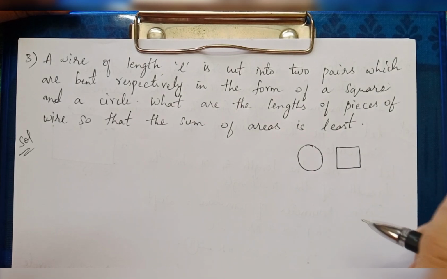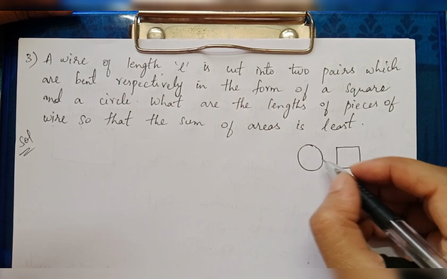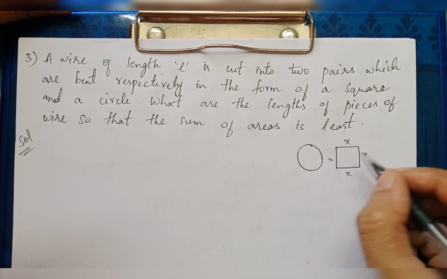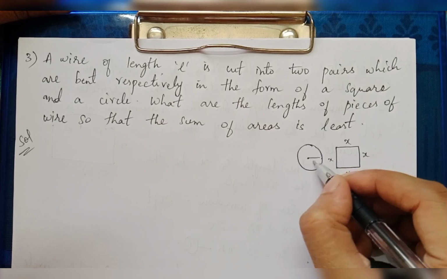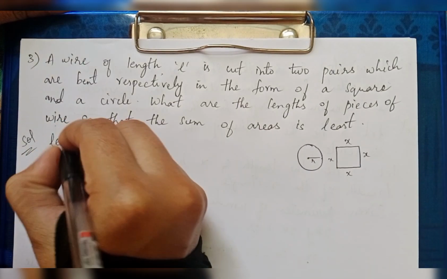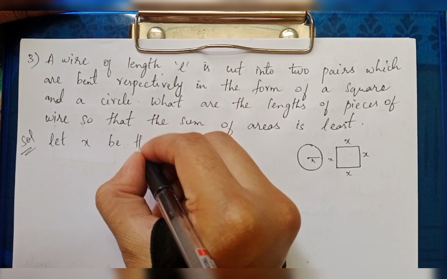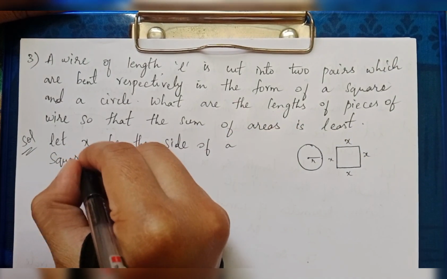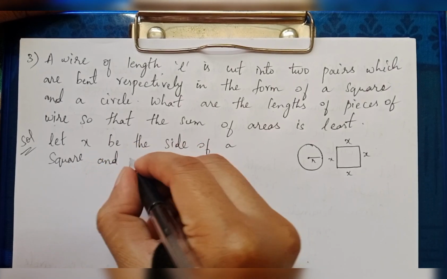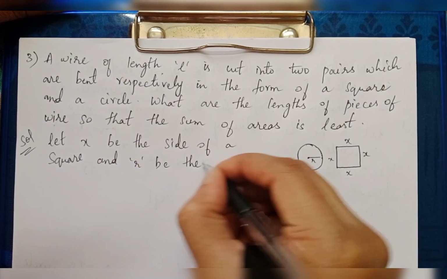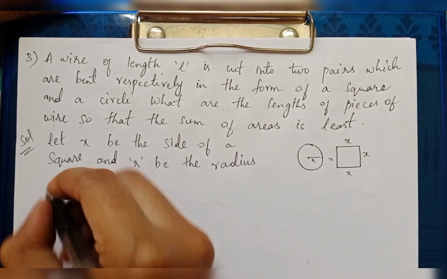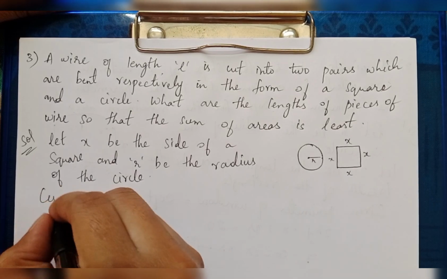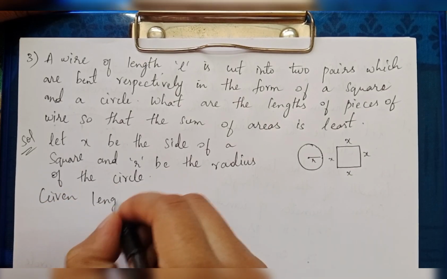So a wire is there of length L, we don't know the length and we don't know the sides also of a square. So we'll consider it as x, and the radius of a circle will be taken as r. Let x be the side of a square and r be the radius of the circle.